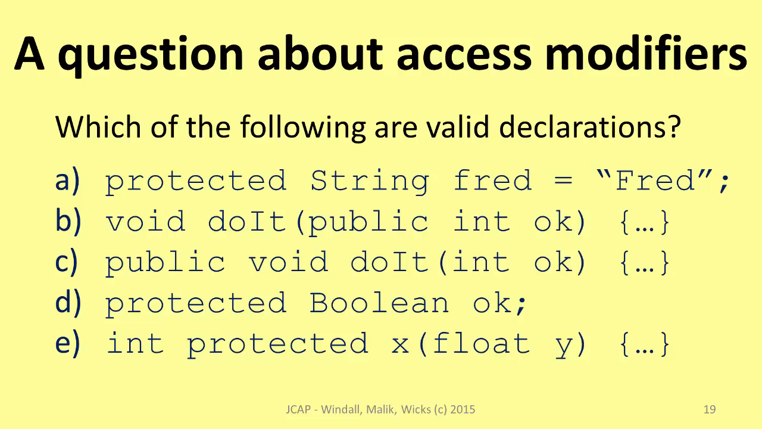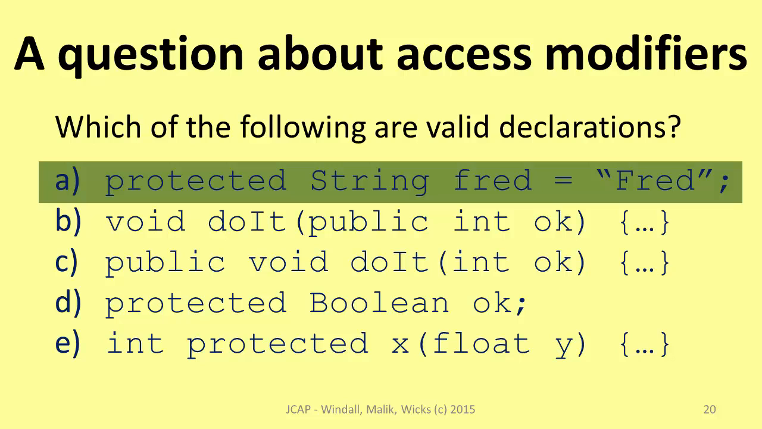Right, let's get cracking and see which ones are right. The first one, protected string Fred equals Fred, is correct. We're declaring something, a variable in this case called Fred, as being protected. It can be seen within this class and any of its subclasses. So they would all be able to see that Fred contains Fred.